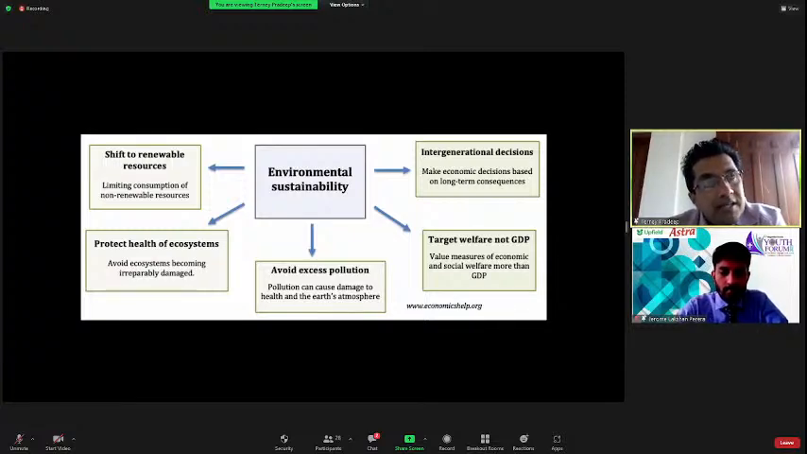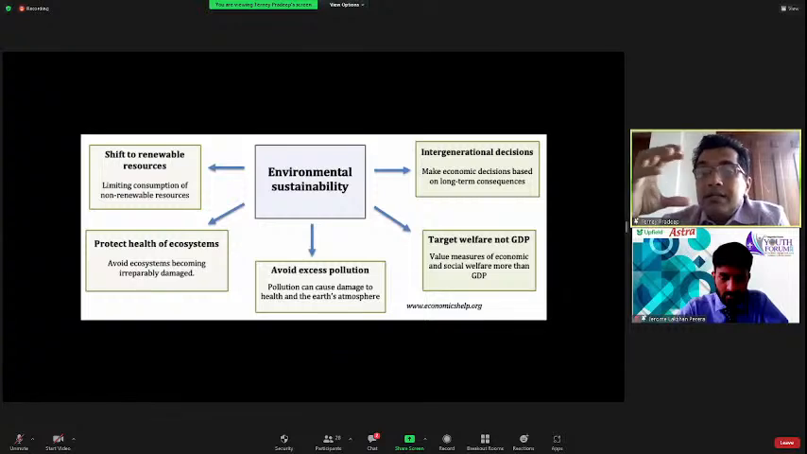Our waste generation rate we can reduce. We can use our own bags. We can go to 3R, 4R concepts. Target welfare, not GDP. We look at the welfare of our environment and the welfare of people, not gross GDP, gross development, and intergenerational decisions.